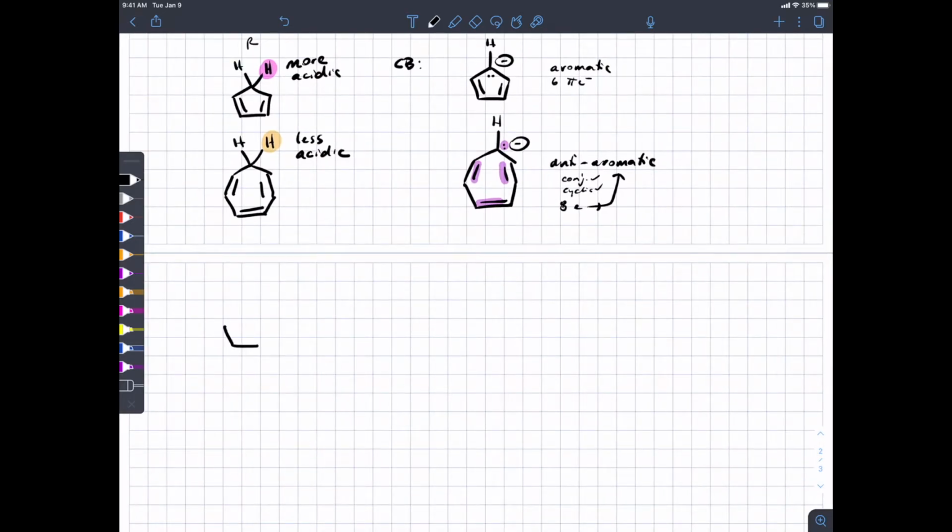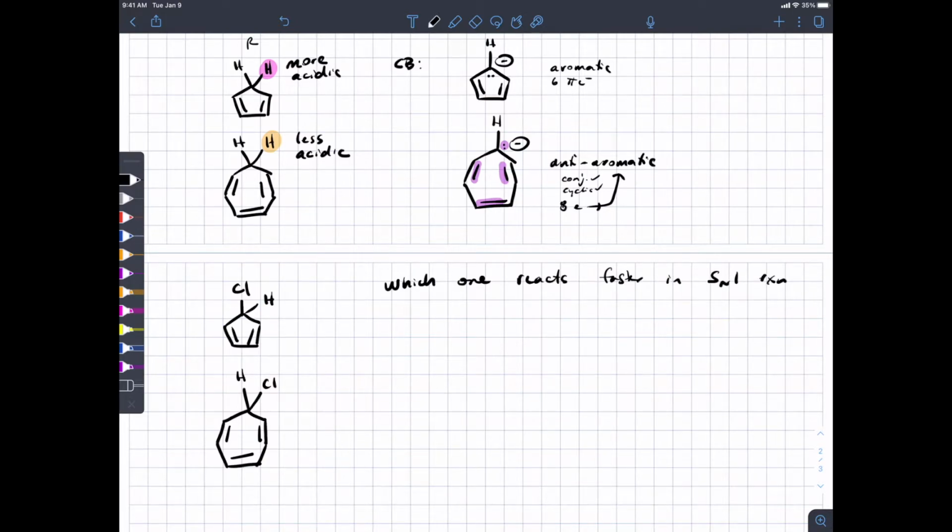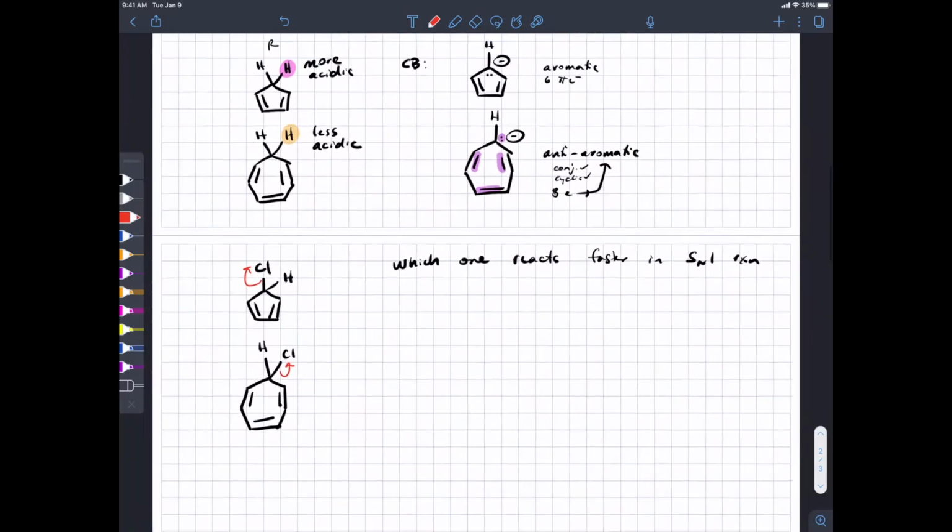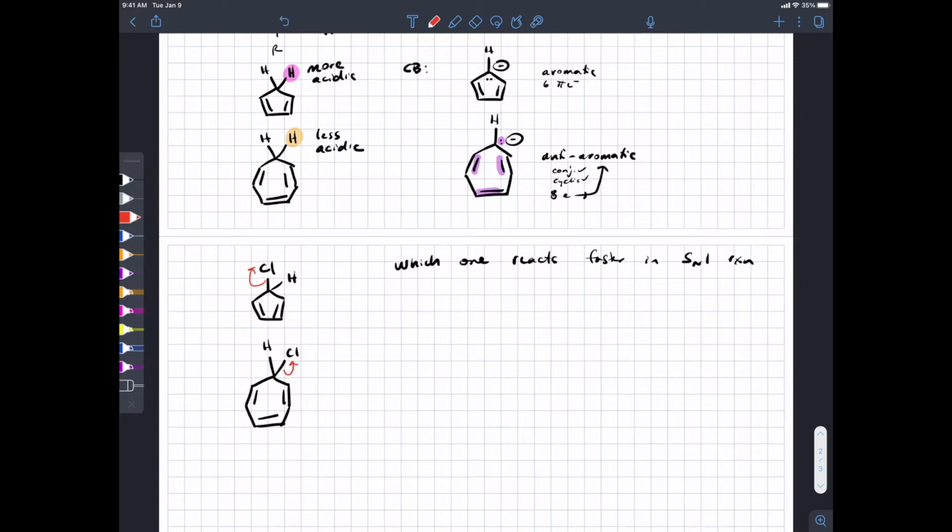Finally, I'll just leave a problem for you to think about, and you'll use exactly the same kind of reasoning. I want you to figure out which one reacts faster in an SN1 reaction, which is going to involve the chloro group leaving. And you'll rationalize that based on the stability of the carbocationic intermediate. So write that down. We're not going to do it now, but make sure you can answer that kind of question.